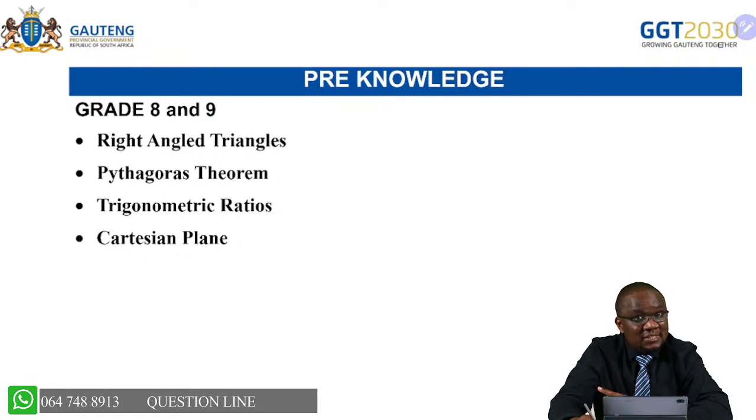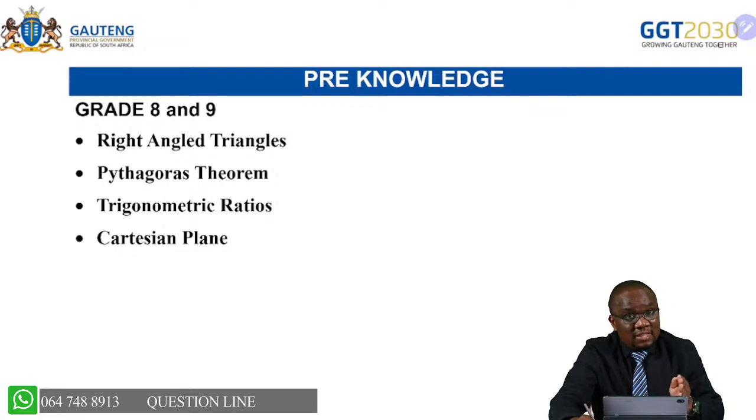Trigonometric ratios. I even gave you the acronym SOHCAHTOA. We're going to use it today. We're not going to throw it away. It's very, very essential. We need that. Some people are going to benefit from using that, okay? Then Cartesian plane. We know what a Cartesian plane is. The x and the y-axis. The x-axis is horizontal. The y-axis is vertical. We're going to be using those things today.